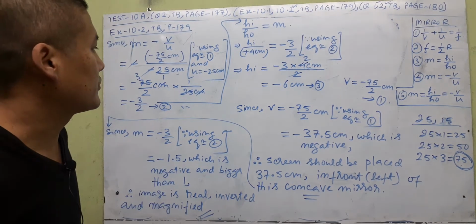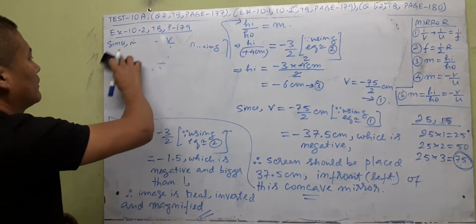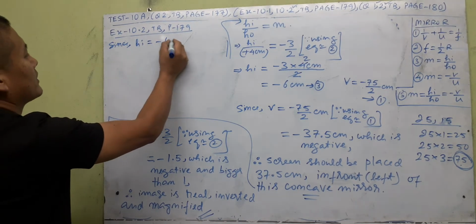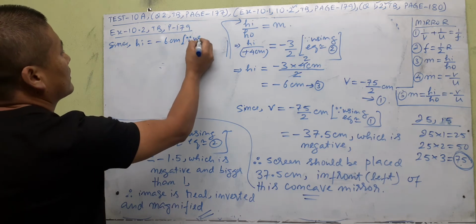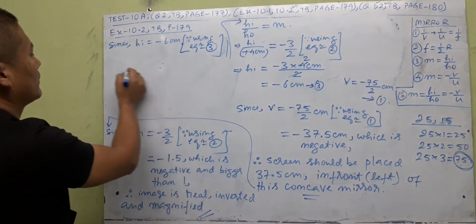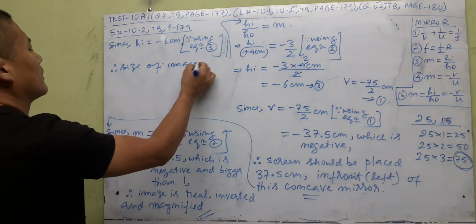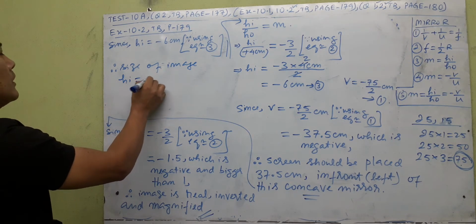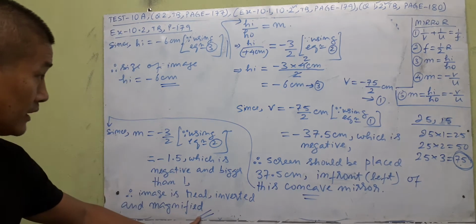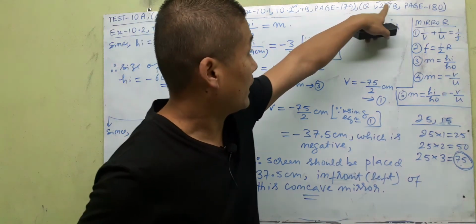Finally, size of image. So let us write down here. We can write down finally here the final answer. Since we got HI is equal to minus 6 centimeter, as you get this one by using equation number 3. You write it down. Therefore, this is so simple. Size of image HI is equal to minus 6 centimeter. You just write simply like that. So first answer, second answer, nature, third is size of image. So this is 10.2. We'll go to question 1 and 2 now.